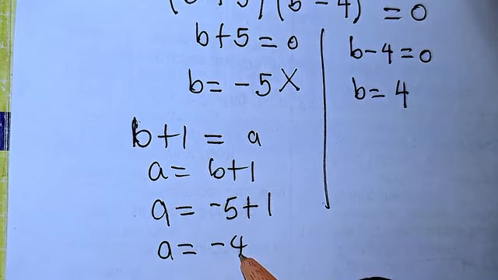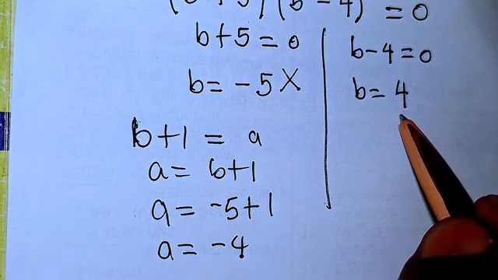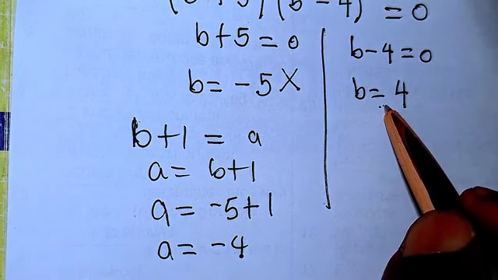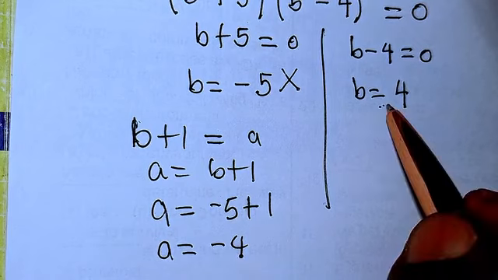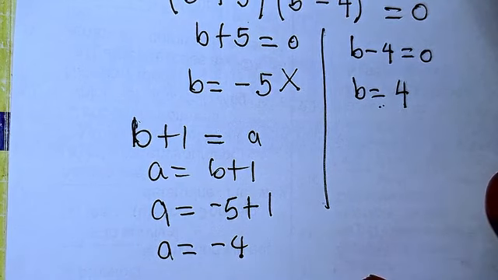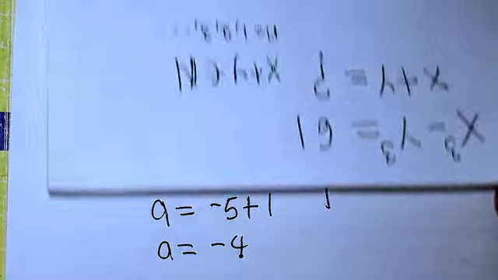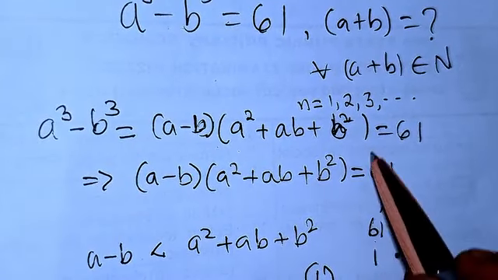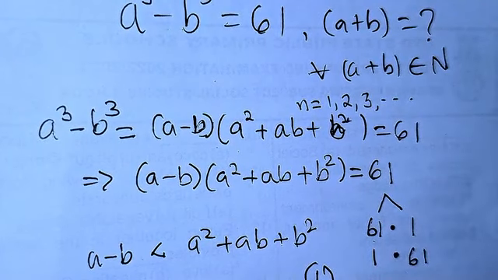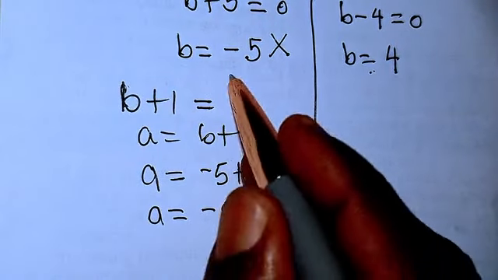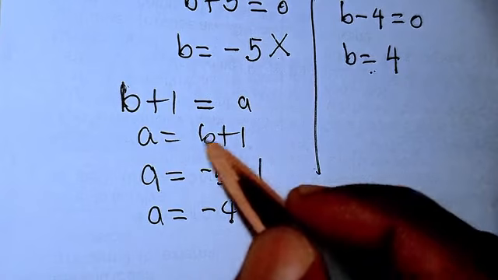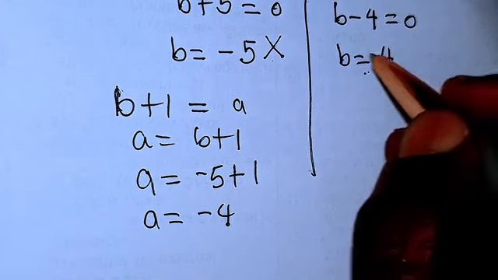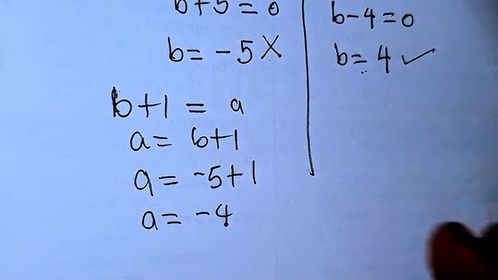Do you understand? So if a is minus 4 and b is 4, then minus 4 plus 4 gives us 0. But what we are looking for is when n, which is a plus b, must be a natural number. Are you getting it now? So therefore we are going to discard this, and we're going to pick b equals 4.